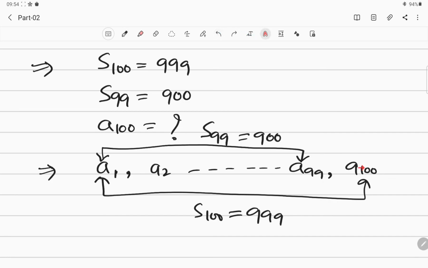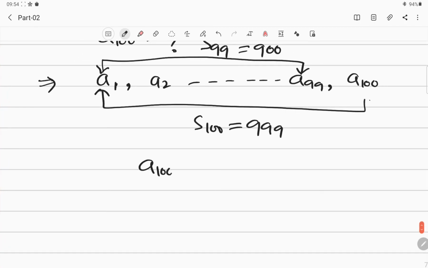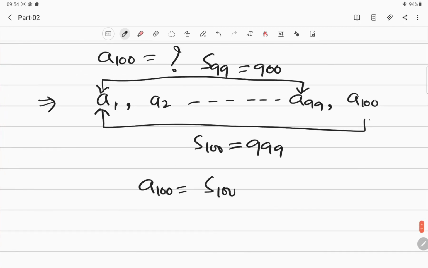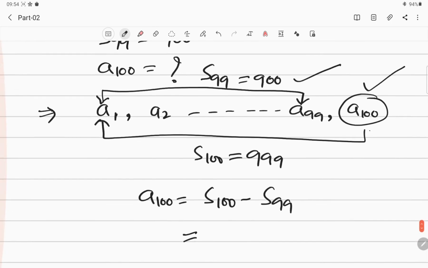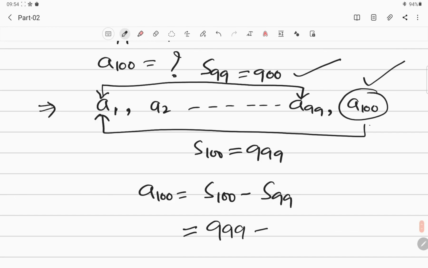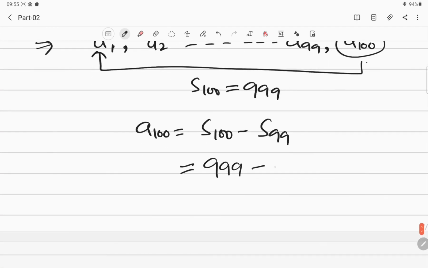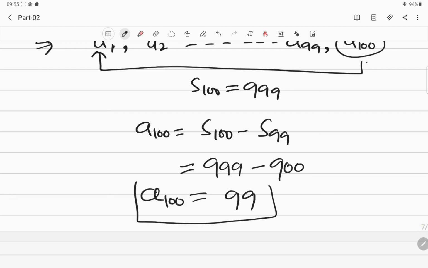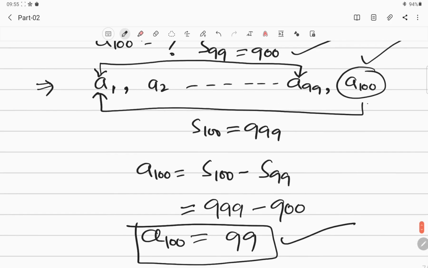Now we want 100th term. Look at this. What we want? We want 100th term now. So if we are in need of this 100th term, don't you think a100 is equal to sum of all these 100 terms minus sum of these 99 terms, then I will be remaining with only the 100th term. Correct, no? So yes, S100 is known to you. What is that? 999. Let me put that 999 minus S99. What is that? 900. So that's why it becomes 99. 100th term is going to be 99. I hope this concept is very clear.